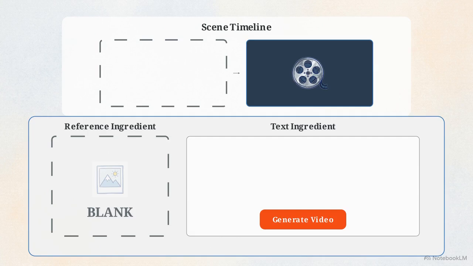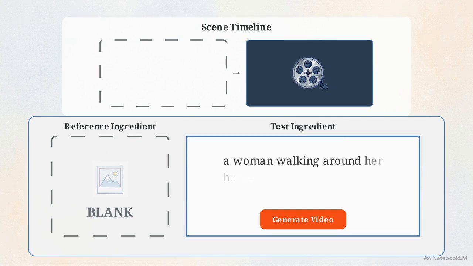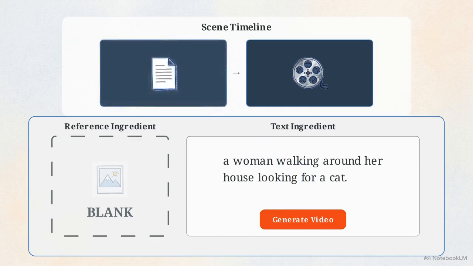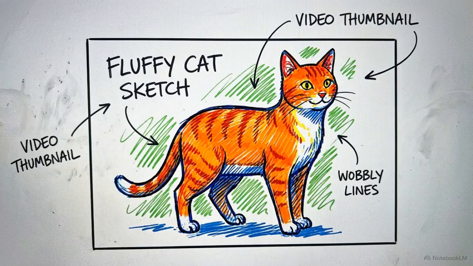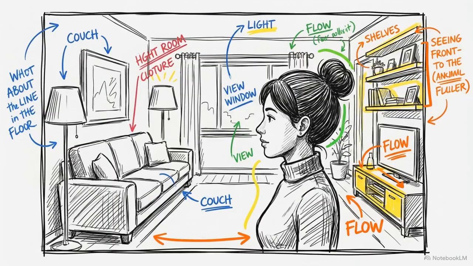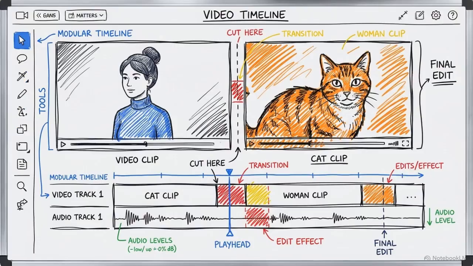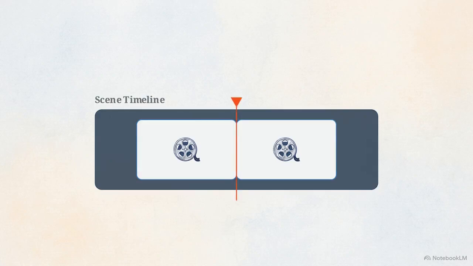To complete our narrative, we need a second clip to precede this one. Leave the reference image area blank and submit a pure text prompt for a woman walking around her house looking for a cat. Generating these two disparate clips, one guided by a visual reference and the other driven by text, gives you modular building blocks to assemble a full cohesive scene.